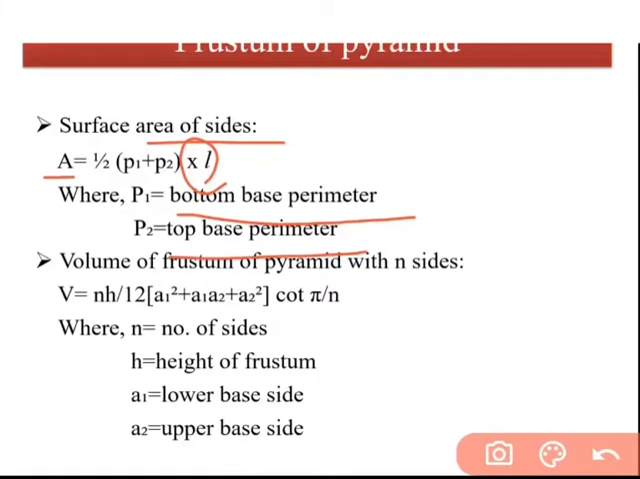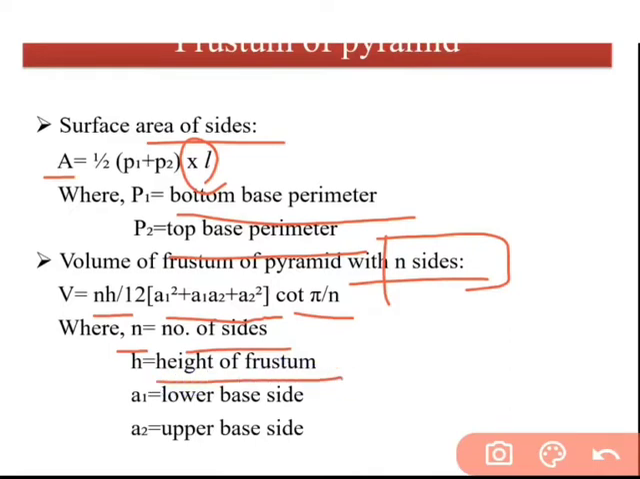So the volume of frustum of pyramid with n sides, V is equal to small n into h divided by 12 into (A1 square plus A1 A2 plus A2 square) into cot pi by n, where small n is equal to number of sides, small h is height of frustum, A1 is equal to lower base side and A2 is equal to upper base side.